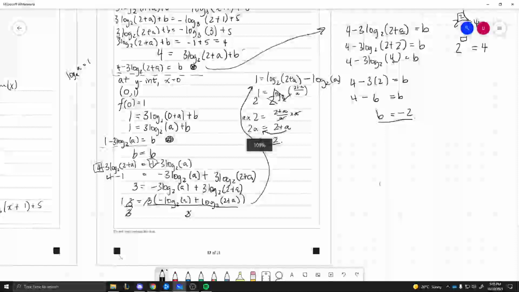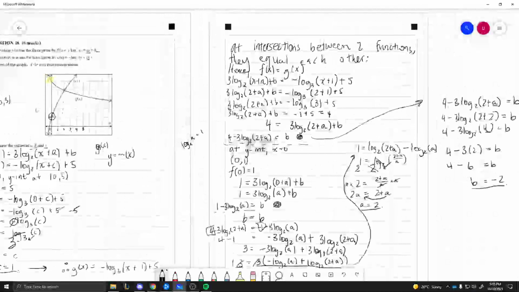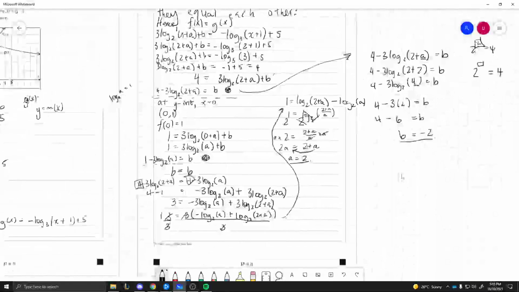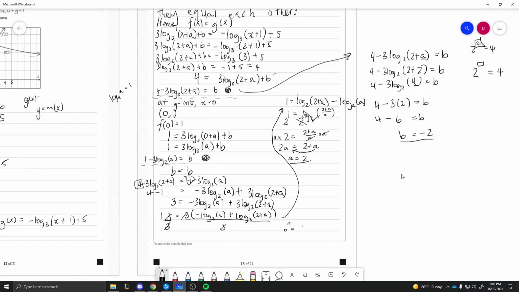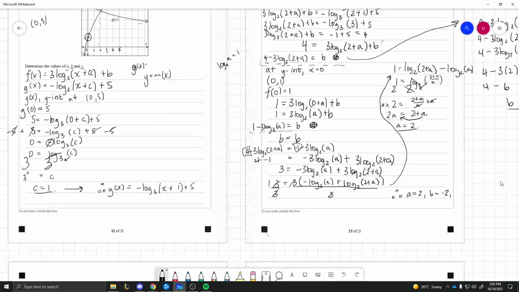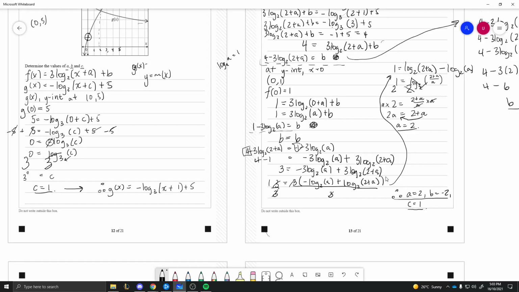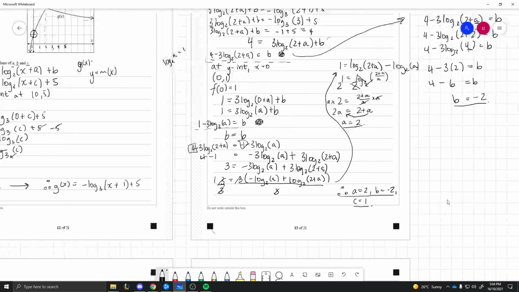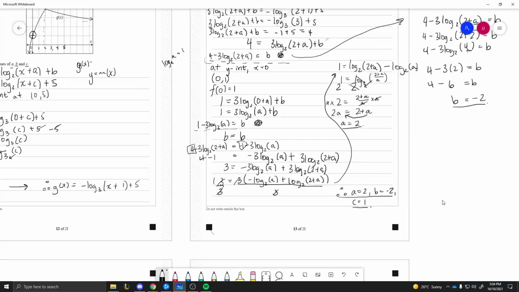Now that we've gotten the 3 values that the question asks for, a, b, and c, at the end of your question you would go overall, because you found all 3 of them. A equals 2, comma, b equals negative 2, comma, and then what was c equal to? 1 over here. C is equal to 1. Underline your answer. So that's the question complete. A is equal to 2, b is equal to negative 2, c is equal to 1.